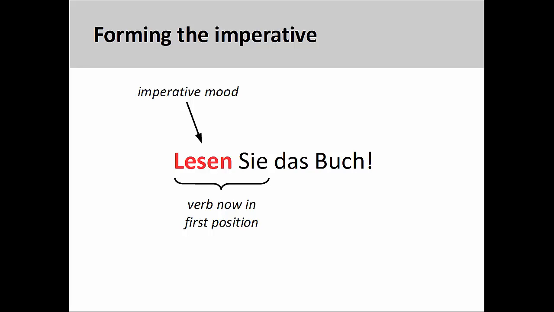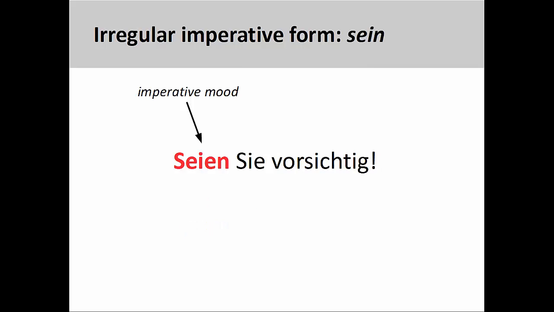Since this is the formal imperative, you can only use this in formal speech situations. For example, when speaking to a stranger or a supervisor. The formal imperative is easy to learn in that its form is exactly the same as the formal present tense form of a verb. The only exception to this rule is the verb sein, to be, which has irregular imperative forms. The formal imperative form, as you see here, is seien, as in, Seien Sie vorsichtig, be careful.